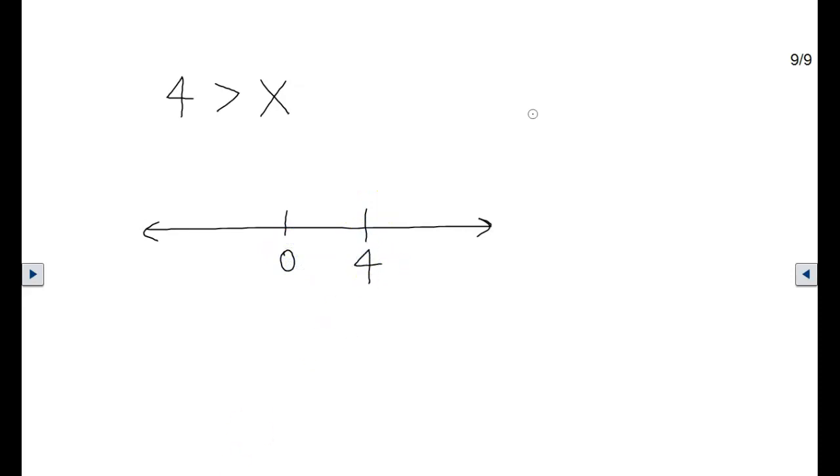Now what I don't like about this inequality is it doesn't start out talking about x. It doesn't tell me about x. It tells me about 4. It tells me that 4 is bigger than x. So I'm going to make this thing tell me about x. If 4 is greater than x, then that means that x must be less than 4. So I want it to start out talking about x.